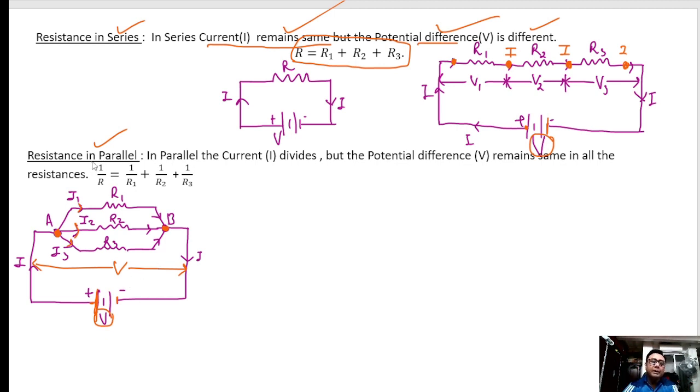And the net resistance in parallel is this formula, as we have already done in class 10. So this is the net resistance in case of the parallel connection. Clear? Let's see.